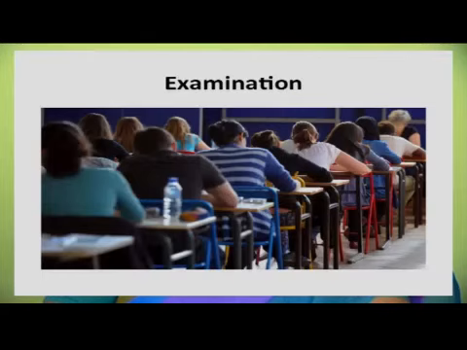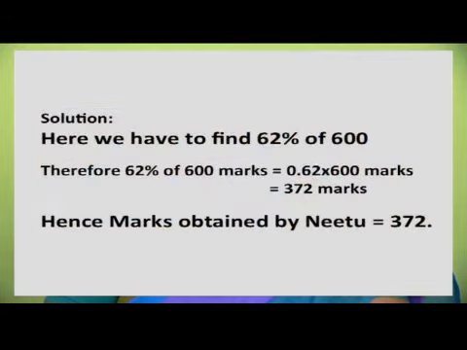Let us consider some examples from our daily life. In an examination, Neetu scored 62% marks. If the total marks in the examination are 600, then what are the marks obtained by Neetu? Let us move on to the solution. Here, we have to find 62% of 600. Therefore, 62% of 600 marks is equal to 0.62 × 600, which is equal to 372 marks. Hence, marks obtained by Neetu is equal to 372.